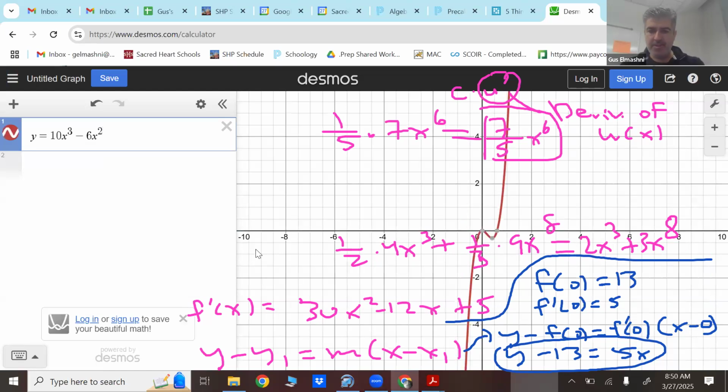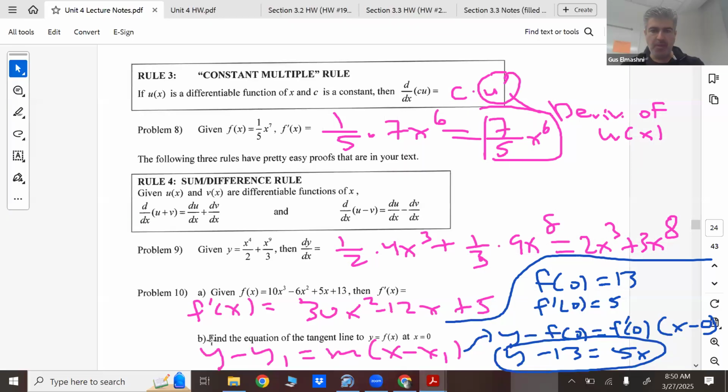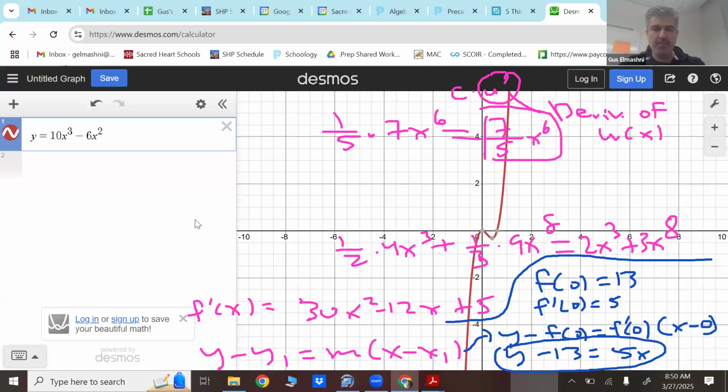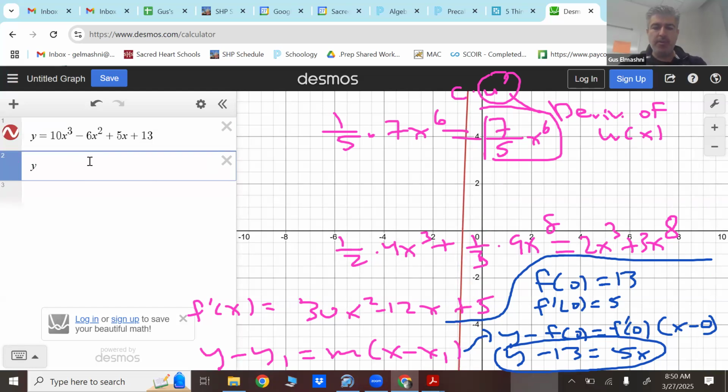What was it again? Oh, plus 5x plus 13. Slope from the F time, which is on, and the derivative is this, right? Y equals 30. Actually, our tangent line. Let's do that. Y minus 13 equals 5x.